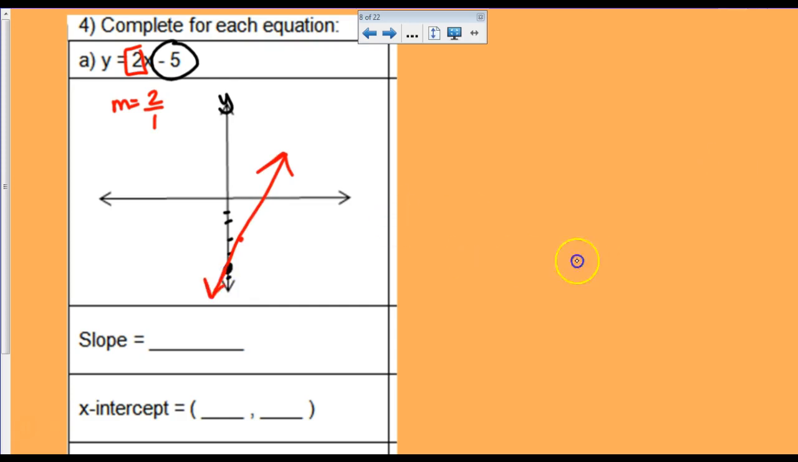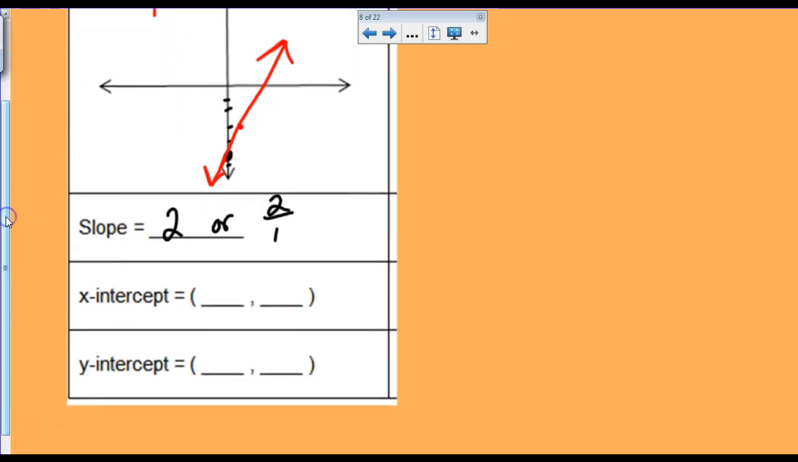It's actually not bad. So when they say, what is your slope? Our slope is 2, or you could even write it as 2 over 1. Our x-intercept is a little difficult for me to find based on my graph because, frankly, I didn't graph very well. I could estimate it, and if I actually had graph paper, I'd probably do a really good job.